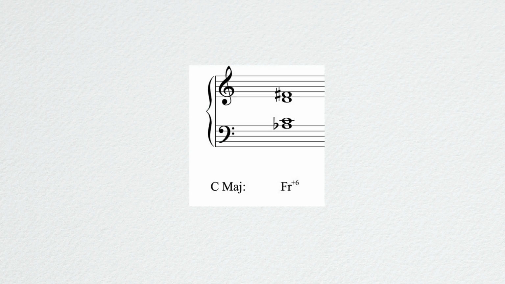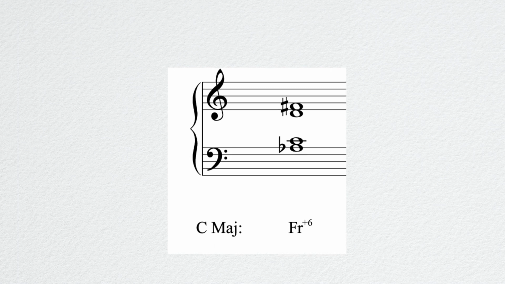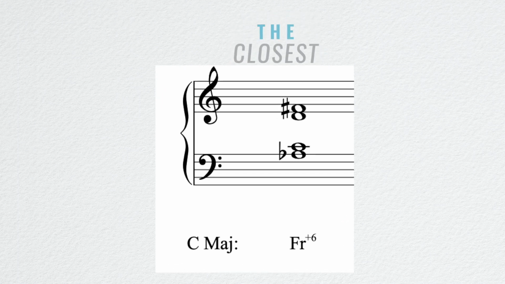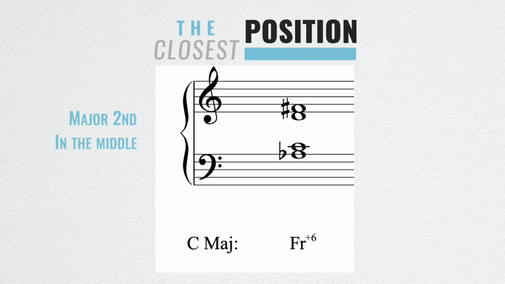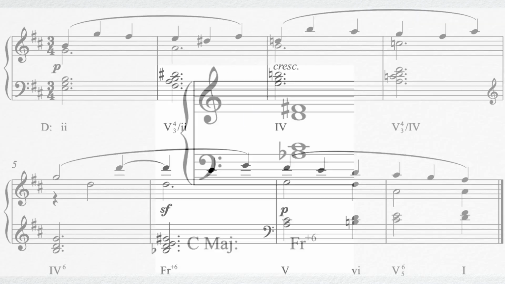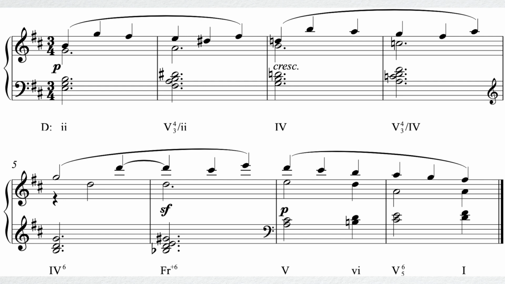The French augmented sixth chord, especially in the closest position, has an interval of a major second in the middle. Therefore, it sounds more clustered than the Italian augmented sixth chord. Here's an example of the French augmented sixth chord in its closest position, from the third movement of Beethoven's Piano Sonata No. 3.